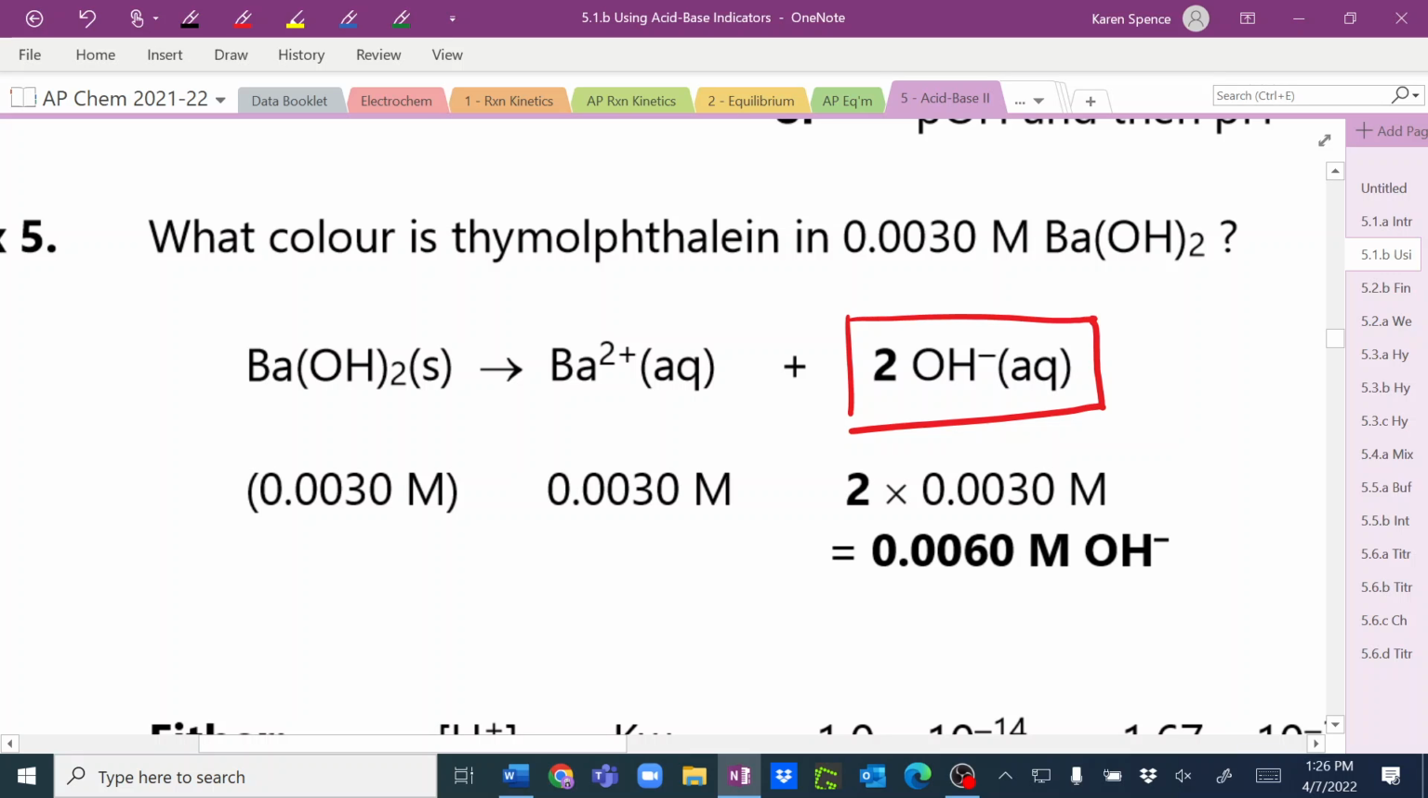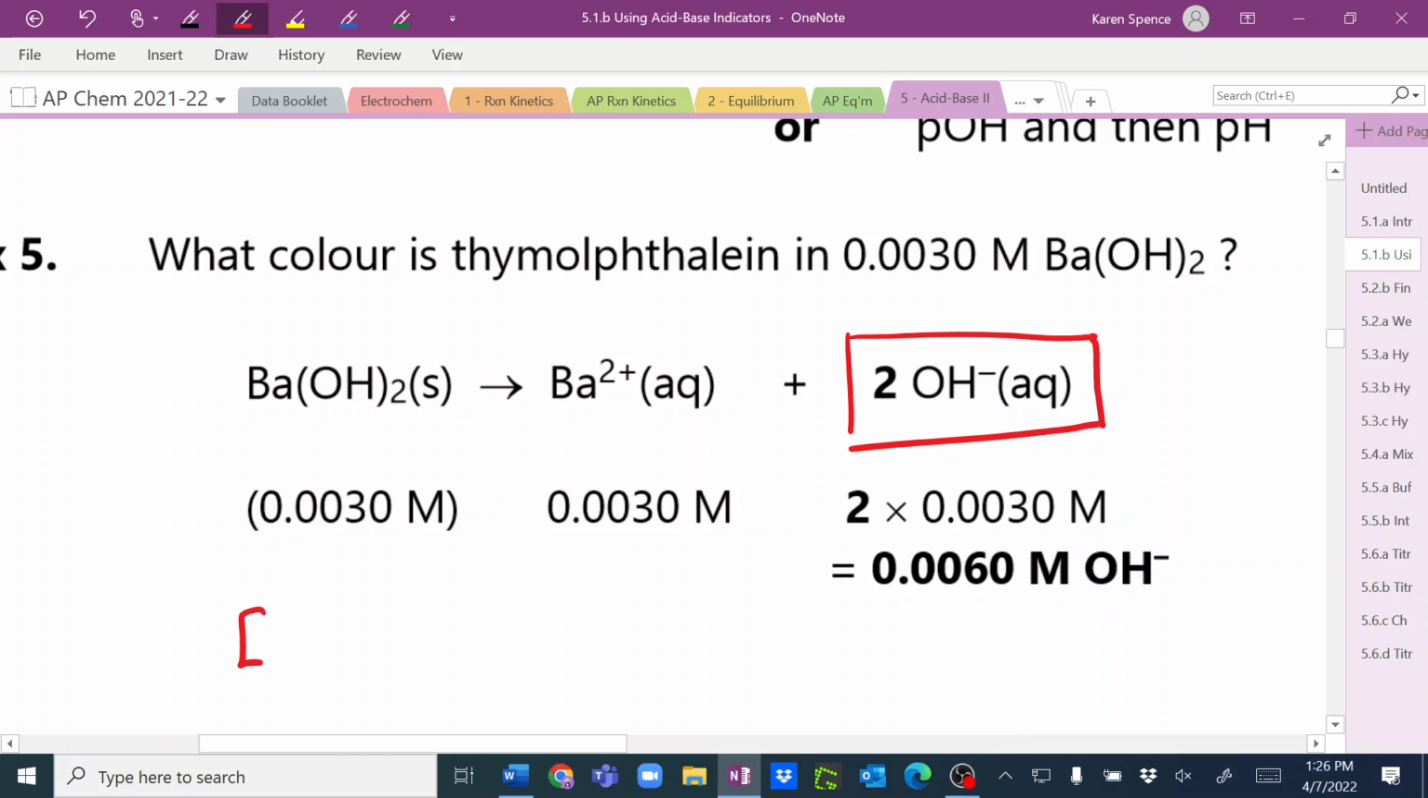So once we know hydroxide, what are the 2 routes we can go? We can take concentration of hydroxide. What can we find next? We can find the pOH, and then we can find the pH. What do we use to go from OH to pOH? Negative log. What do we use to go from pOH to pH? Kw, pKw. Okay. What does pKw equal to?